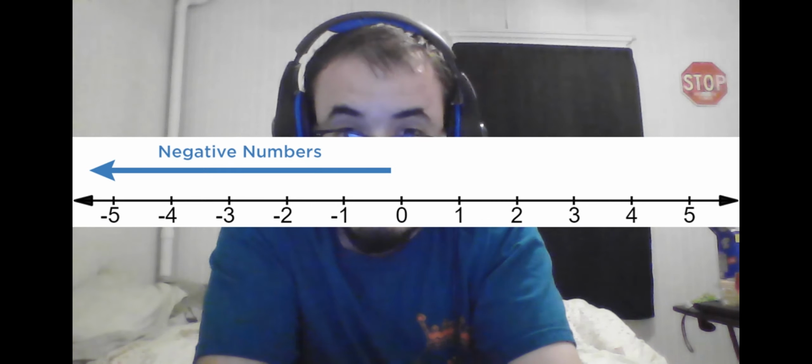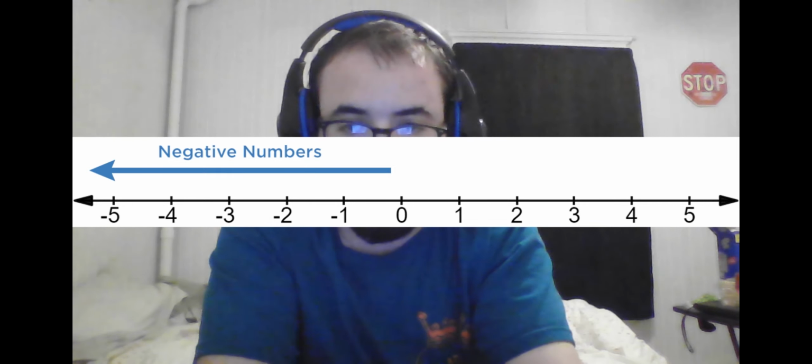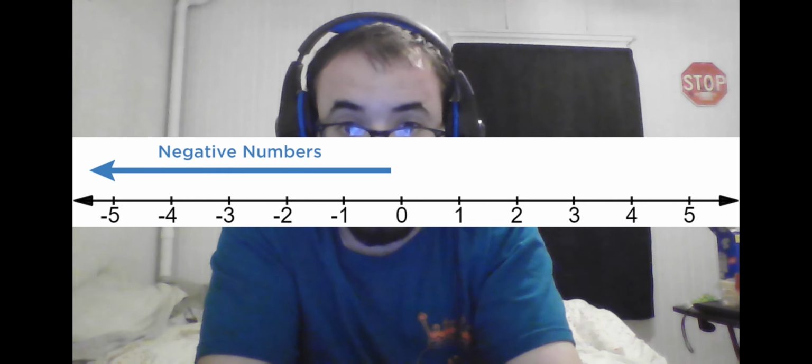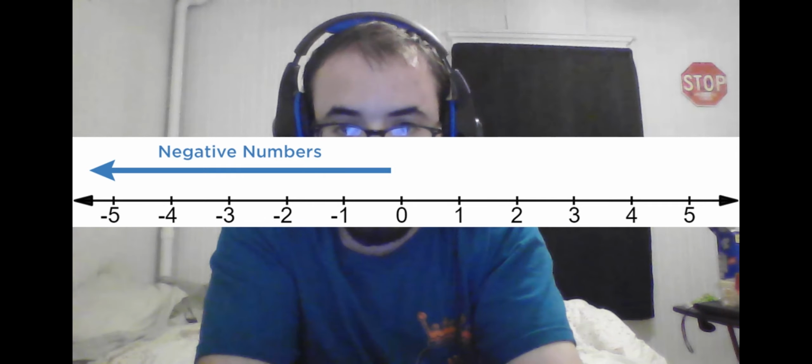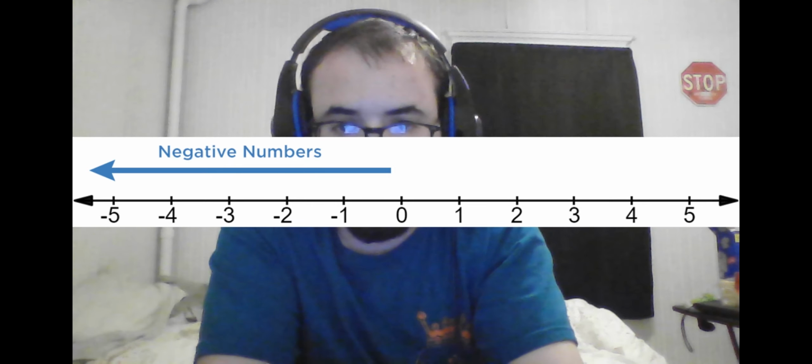Because a negative number specifically has a value less than 0, when you add a negative number, it is essentially subtracting the positive counterpart to that number. And similarly, when you subtract a negative number, you are adding its positive counterpart.